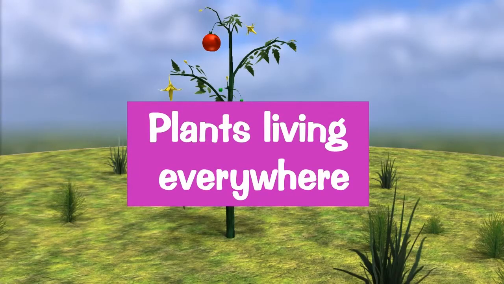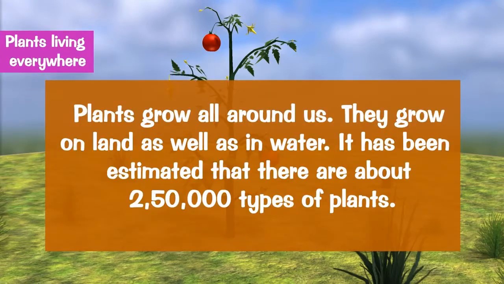In this section, we shall learn about the plants. Plants grow all around us. They grow on lands as well as in water. It has been estimated that there are about 250,000 types of plants.